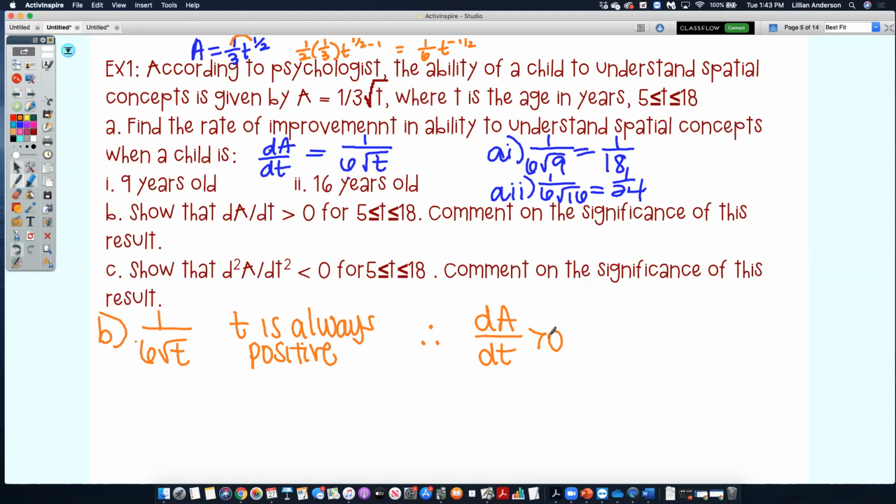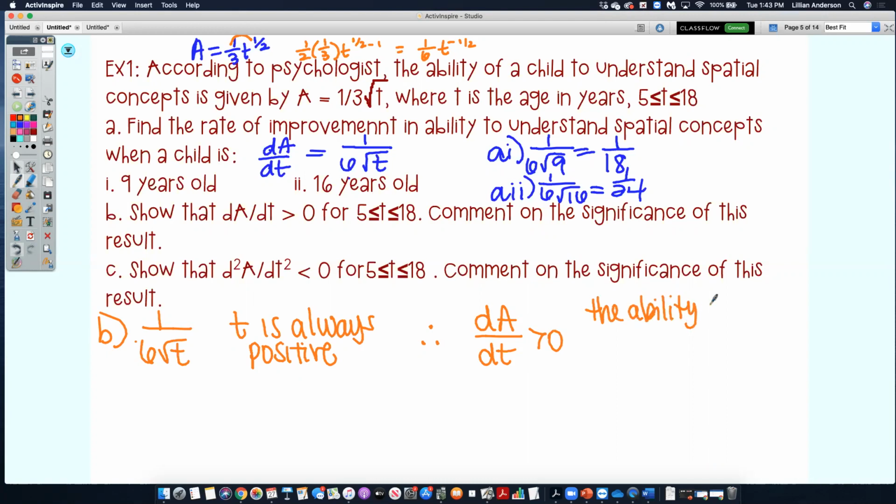The significance of that is that, remember, the derivative represents the rate of change, or in this case, the rate of improvement. The rate of being able to understand a concept is always going to what? If it's positive, that means it's going to be improving or increasing. So that's the significance of this result. I'll write that in the sentence.